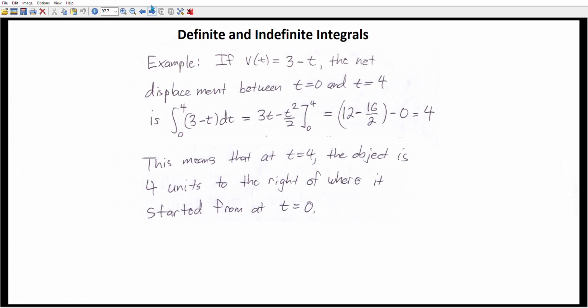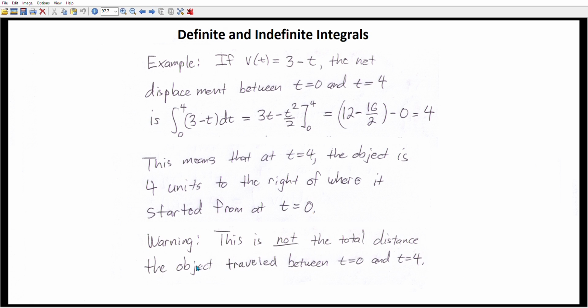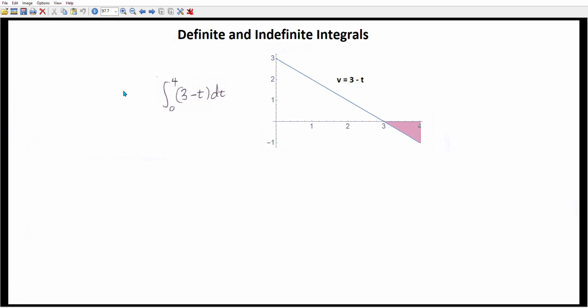Now, a little bit of a warning. This is not the total distance the object traveled between t equals 0 and t equals 4, because it may have gone backwards and forwards. And to account for that, we're going to have to look more carefully at 3 minus t, and we can see that 3 minus t is negative when t is greater than 3. This definite integral gives the signed area, this counted as positive, this counted as negative.